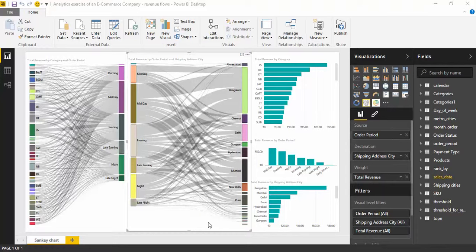I'm Ashish Mathur, and via this video, I'd like to show you the revenue flow from the different categories that this e-commerce company sells to the different shipping cities that the orders are shipped to via different order periods.